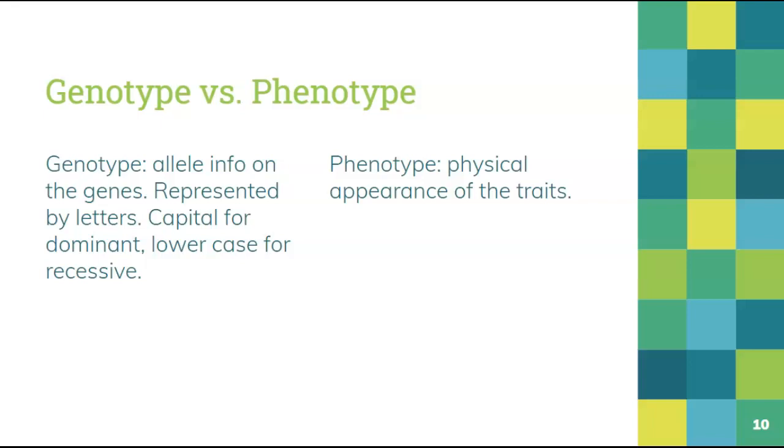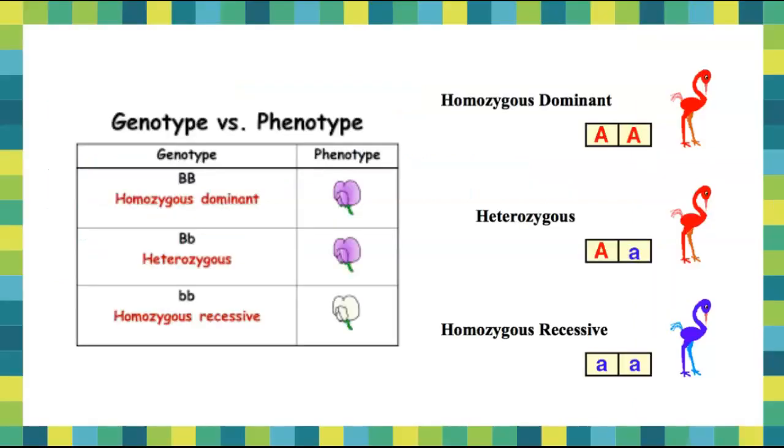Okay, some more vocab for you: genotype and phenotype. Genotype is going back to that genetic info, the alleles on the genes, and we represent these by letters. More on that in a second, that'll make more sense. The phenotype is just the physical description. So let's take a look at that. In pea plants, there are purple flowers and white flowers, and purple is dominant to white.